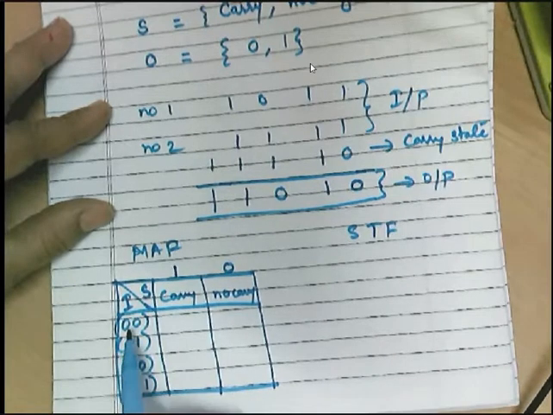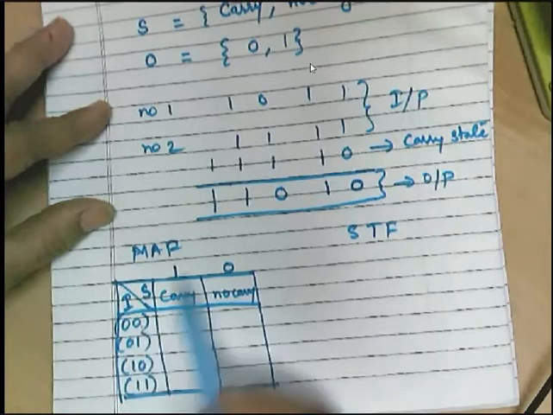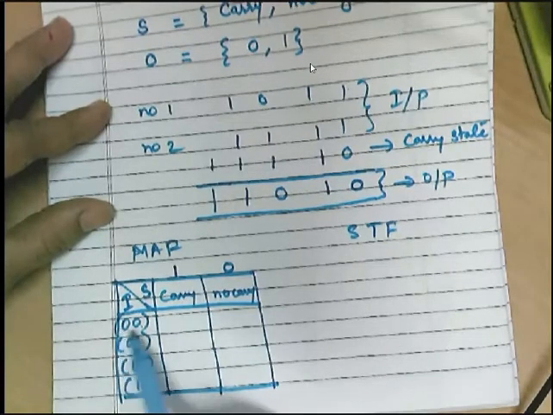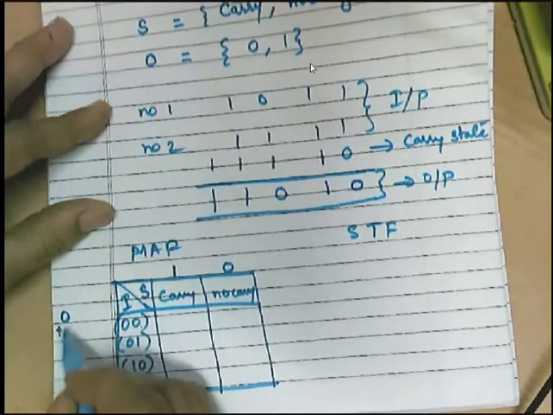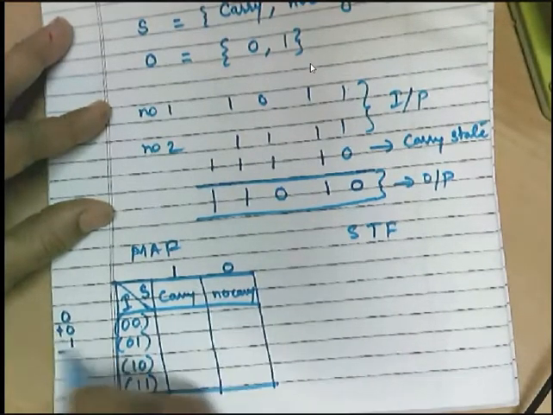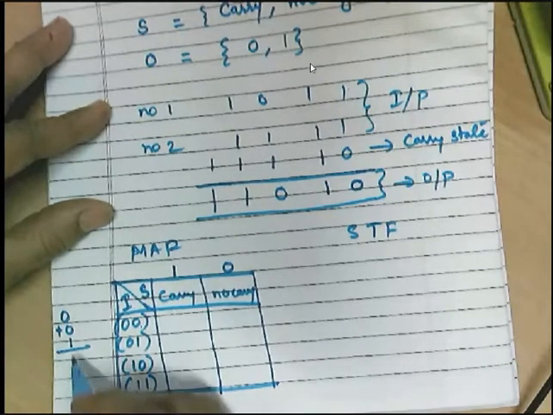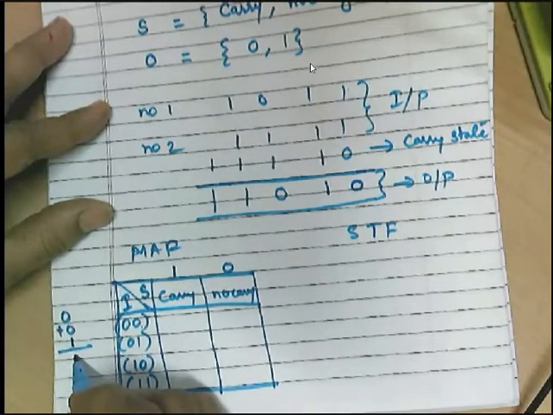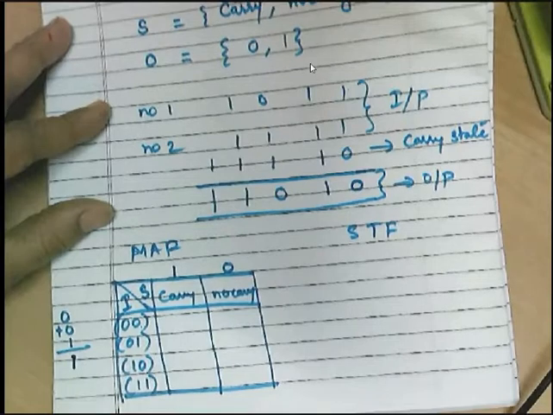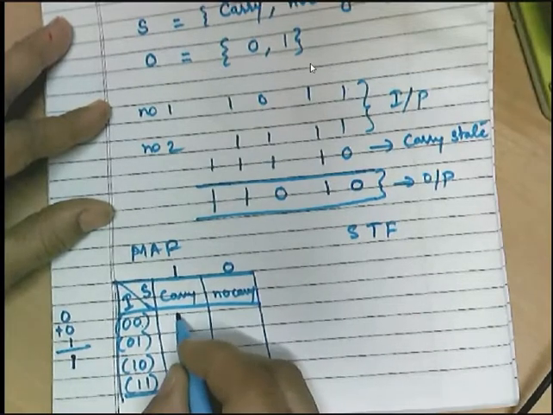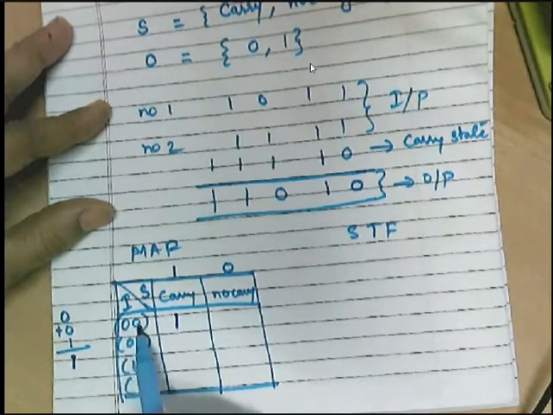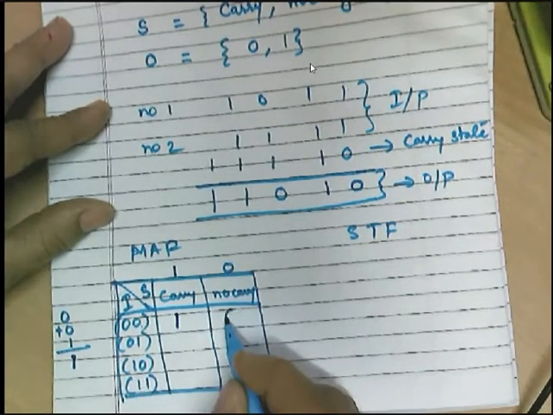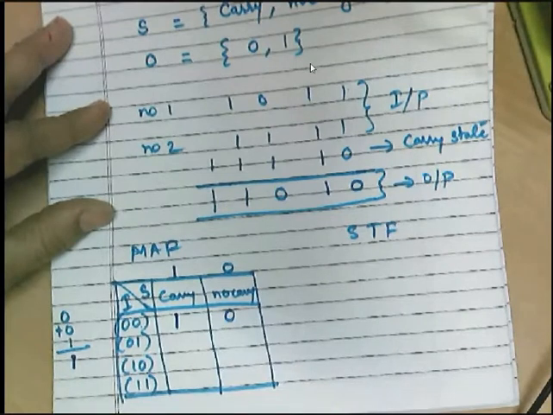Okay, so we can say that we are trying to add 0 plus 0 plus 1. If this is the case, which case? 0 plus 0 and this carry. So if this is the case, what output am I getting? I am getting output as 1, right? So my entry will be 1 here. If I am adding 0 plus 0 plus 0, my entry will be 0, right?